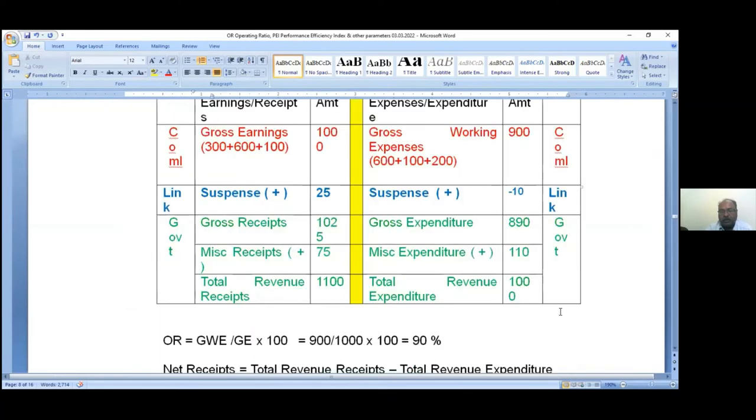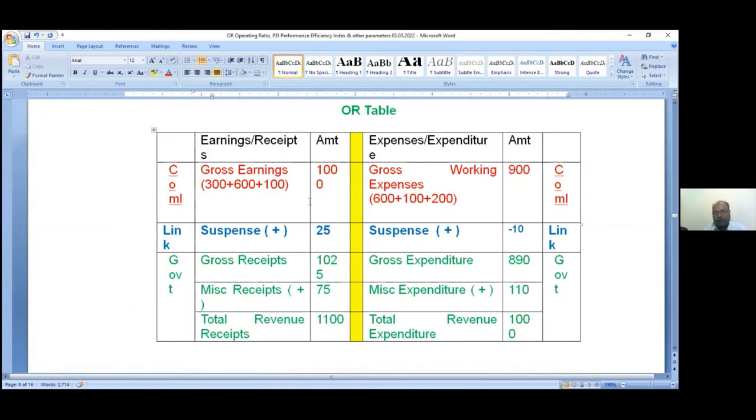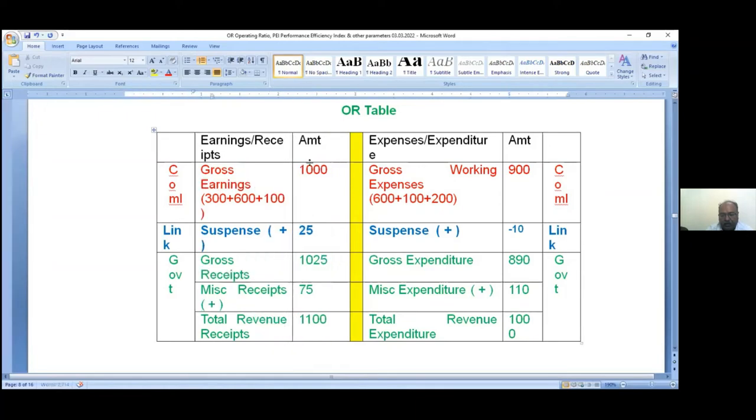So this is 90% is the operating ratio. See here, gross earnings is 300 plus 600 plus 100, that is 1000. Suspense is plus 25, that means it is 1025. 1025 is the gross receipts, gross earnings is 1000. Gross expenditure, working expense is 900. Simple. That is 90%, very, very simple.